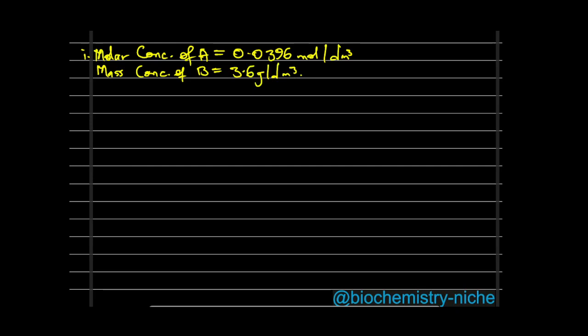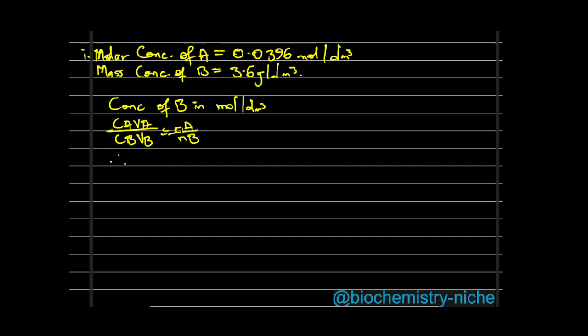Now, to calculate the concentration of B in moles per dm cube, this is the formula that we'll be using: CAVA over CBVB equals NA over NB. That is the formula that we will be using.